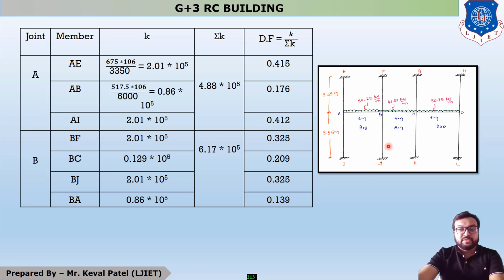so your answer is 0.325. So students, this is the end of your step number 3, and all the calculations remain the same for all the examples. So this is the end of your step number 3, as well as the end of your today's session.